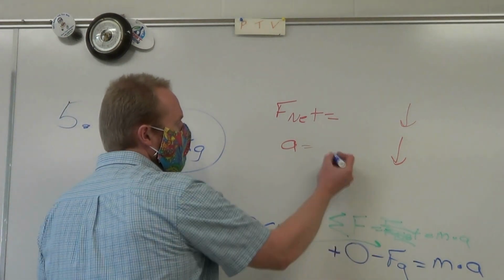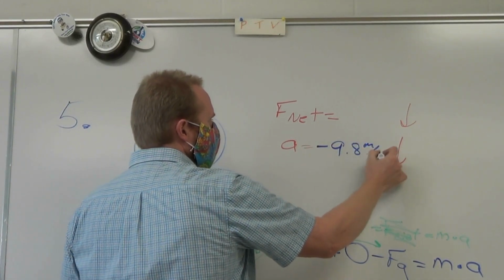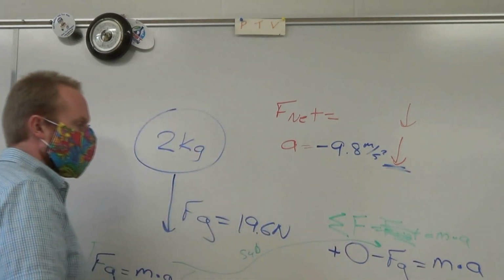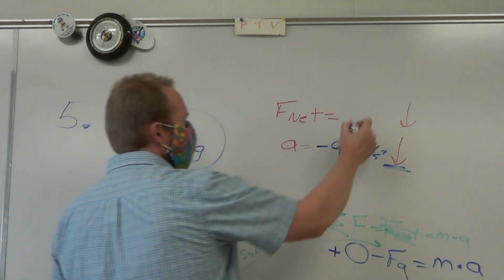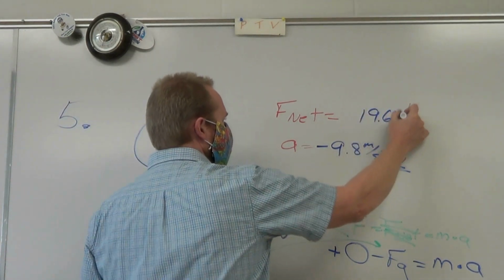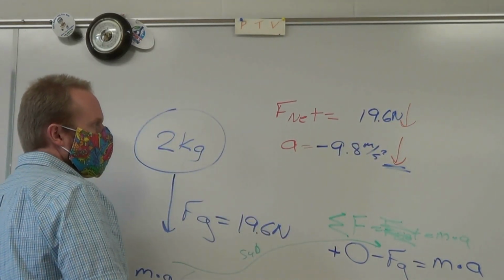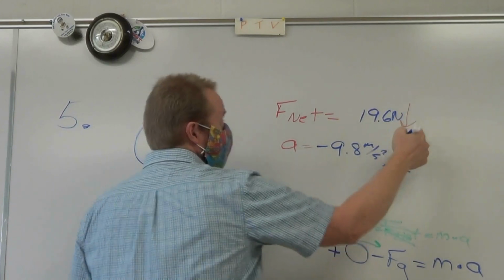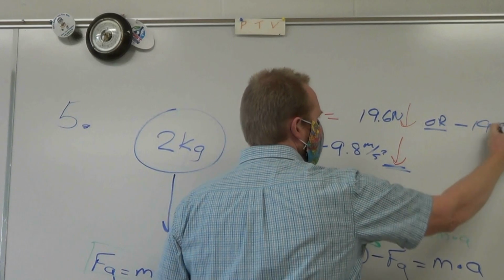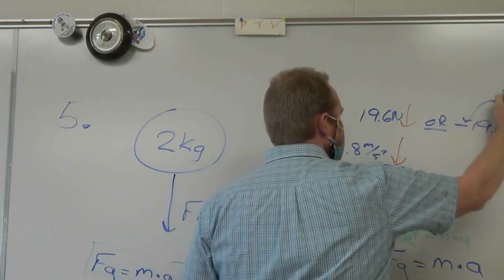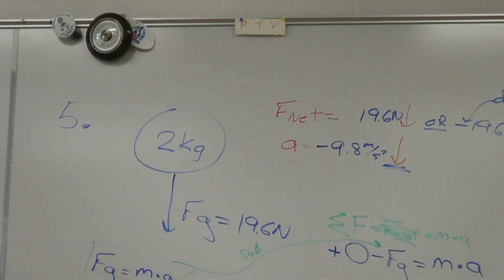So my acceleration, the y acceleration, is negative 9.8 meters per second squared, which is going to be down. And my net force is 19.6 newtons. My downs are bigger than my ups. And I can either say it's down at 19.6, or we could say it's negative 19.6 newtons, where the negative is telling me the direction is down. So either of those is fine.